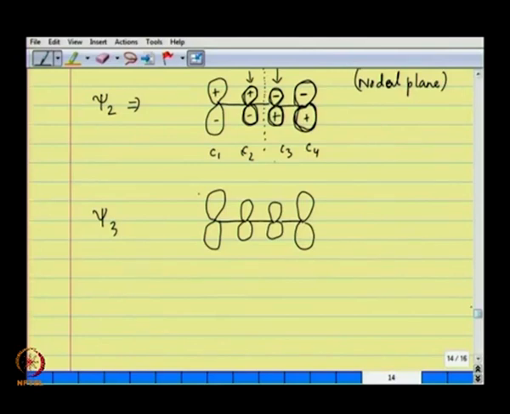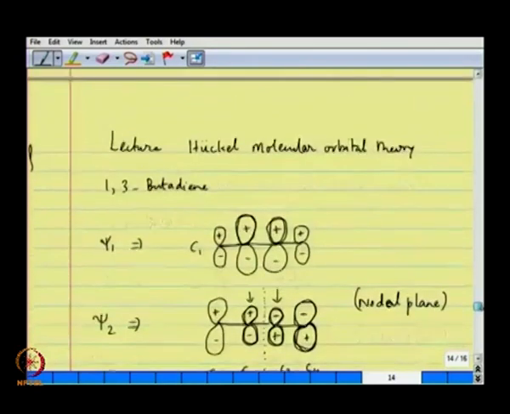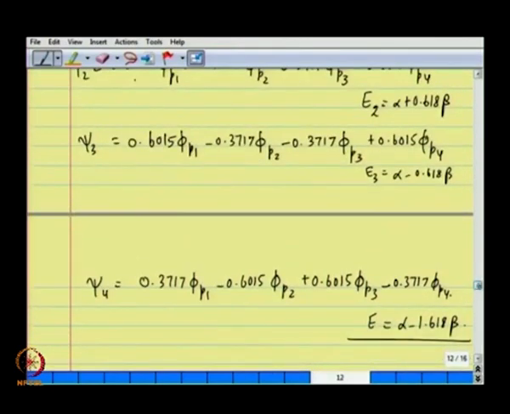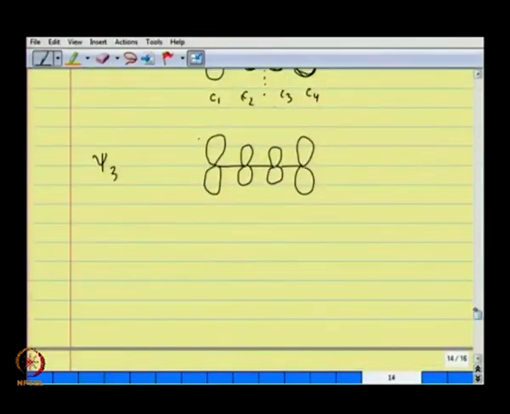But 2 and 3, the way we looked at it, what was the negative sign? The sign was 2 and 3 were negative, minus and minus. So, if you are looking at the signs here, 2 is minus, 3 is minus, first one is plus, fourth one is plus, minus, of course, minus, plus, plus. So, you see that there are two nodal planes here because the orbital is negative throughout, between 2 and 3.